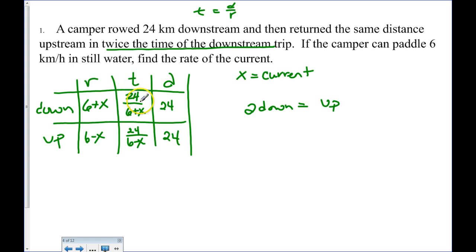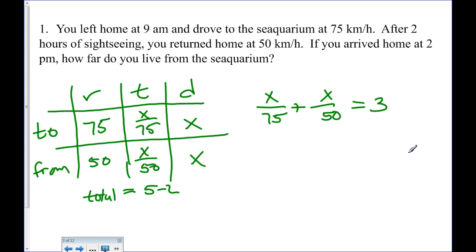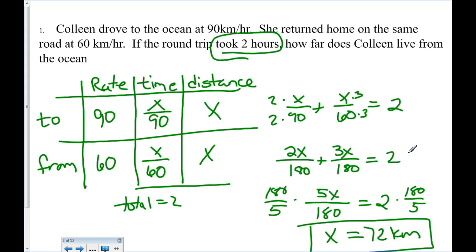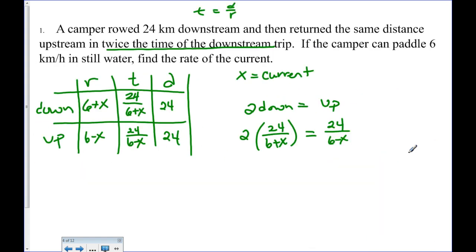So I have my downstream time, I have my upstream time. So I'm going to write this out as 2 times 24 over 6 plus x, and the other one is 24 over 6 minus x. Oops, what did I just do? Okay. All right, so here I am.